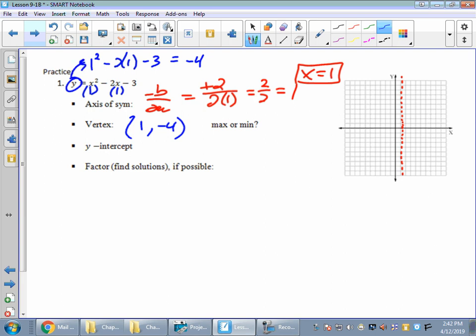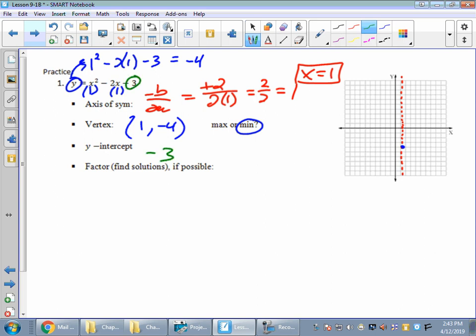Is it a maximum or a minimum? We can tell right away it's a minimum because our a value is positive, which means the graph is going to open upward. So I'm going to go ahead and graph that at 1, negative 4: 1 on x, down 4 on y. So there it is. Our y-intercept, we know that is negative 3 because that's always the c value here.